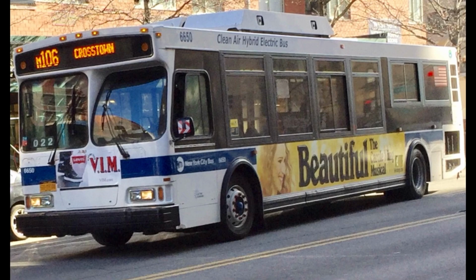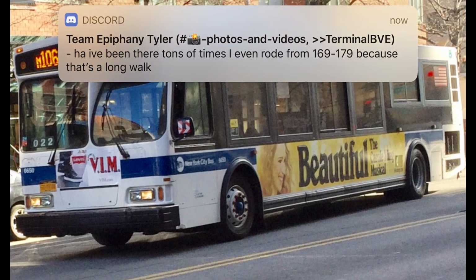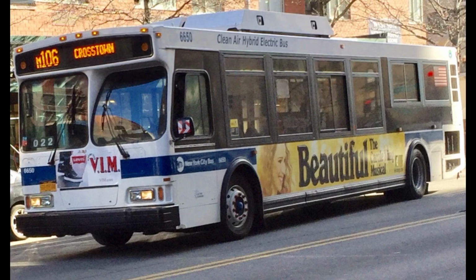Next stop, East 106th Street and Madison Avenue. Transfers available to M1, M1 Limited, M2 Limited, M3, and M4 Limited. This stop is East 106th Street and Madison Avenue. Next stop, 5th Avenue and East 106th Street. Transfers available to M1 Limited, M2 Limited, M3, and M4 Limited. This stop is 5th Avenue and East 106th Street.